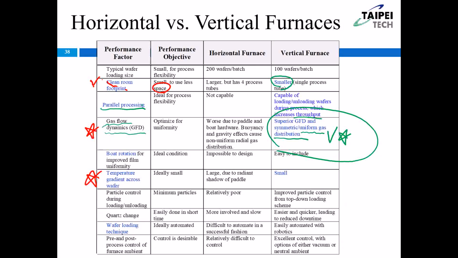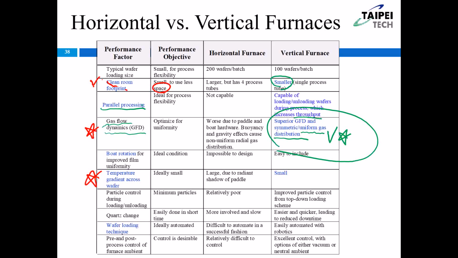And also the next one is the temperature gradient across the wafer. For the vertical furnace it is smaller. It means we have uniform temperature across the silicon wafer for the vertical furnace. Okay, so the temperature gradient is smaller.